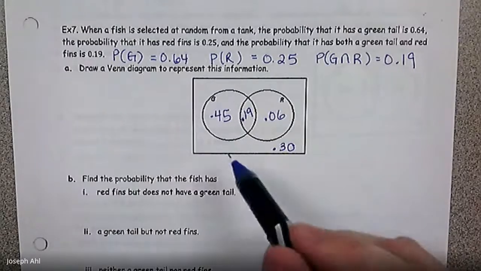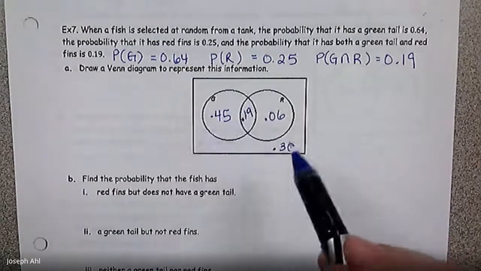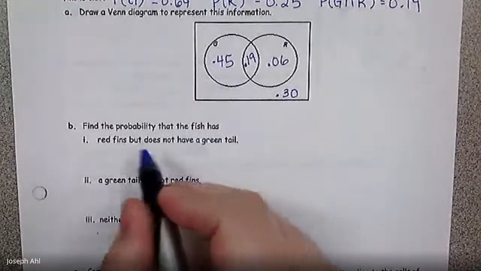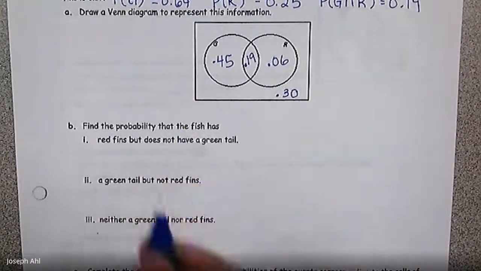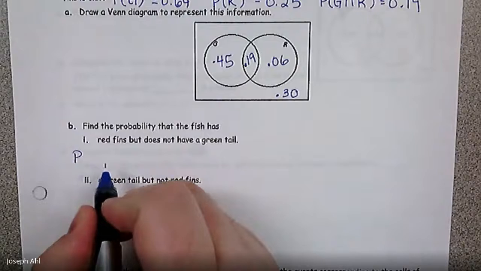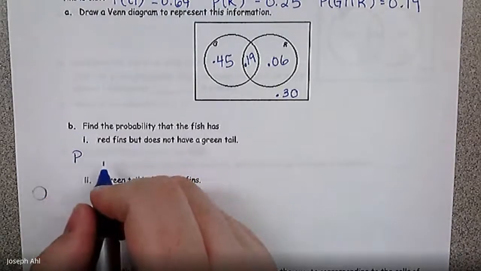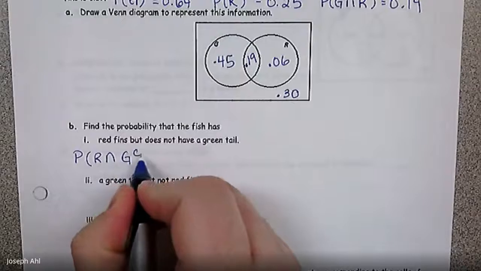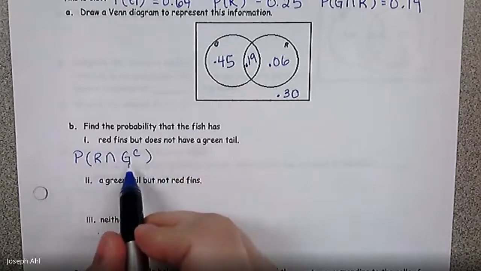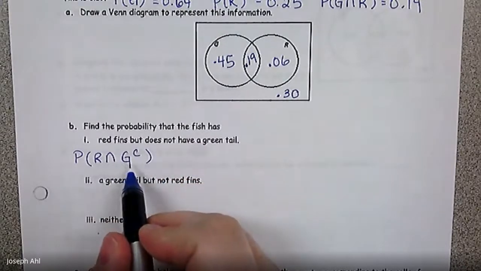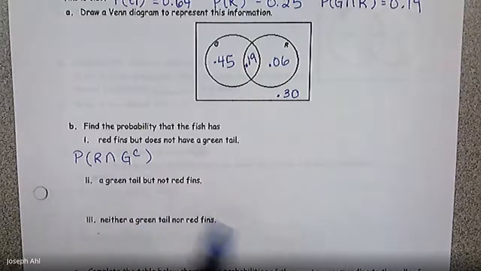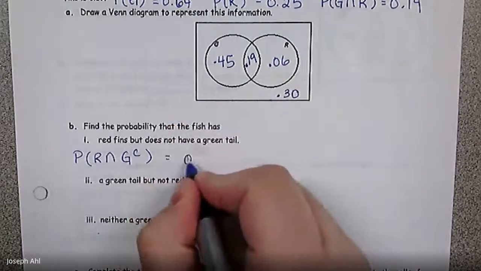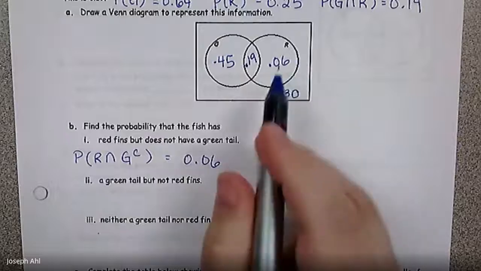Okay. Let's see if now that we have this completed correctly, we can fill in some of the information below. Find the probability that the fish has red fins but does not have a green tail. So notationally, what you might see for that is the probability of red fins and no green tail, the complement of the set with green. So we want red but no green. That looks like it's going to be this value over here, 0.06. So again, once we already have that filled in, it's going to be pretty quick.